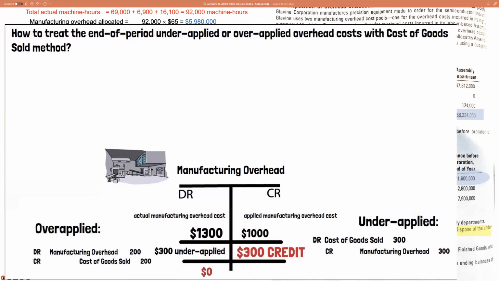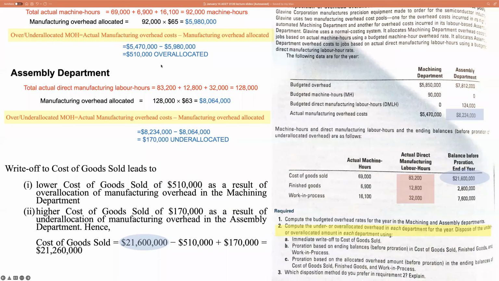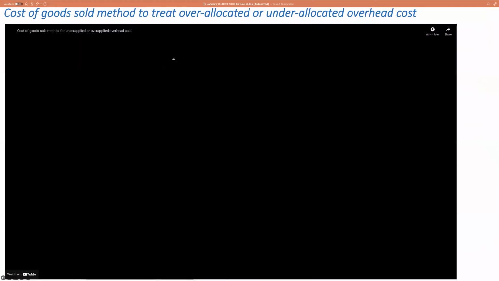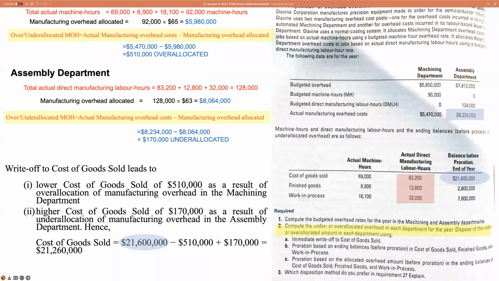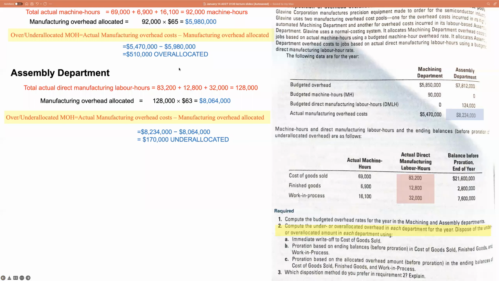Okay, so did you see? If you are over applied, in order to write off this into the cost of goods sold, do you increase cost of goods sold or do you decrease cost of goods sold? And I have the same question for under allocated. If you need to write off this under allocated, are you increasing cost of goods sold or decreasing cost of goods sold? Anyone?